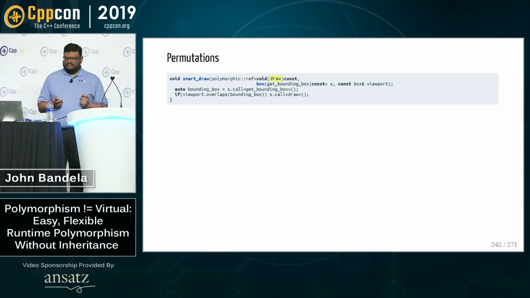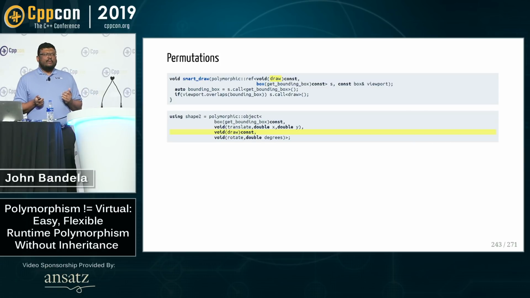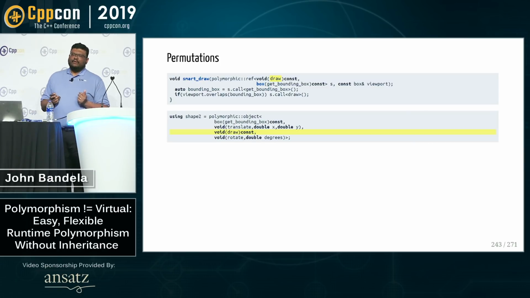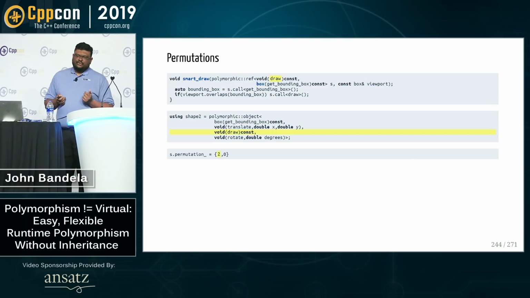So permutations, right? We had the draw here, that was at the top of the list, position 0. But the provider of the vtable has draw at position 2, the third position: 0, 1, 2. So how do we translate this? We have the permutation vector, which stores 2 and 0. So when I want to call draw, I actually need to call entry index 2 on the vtable.